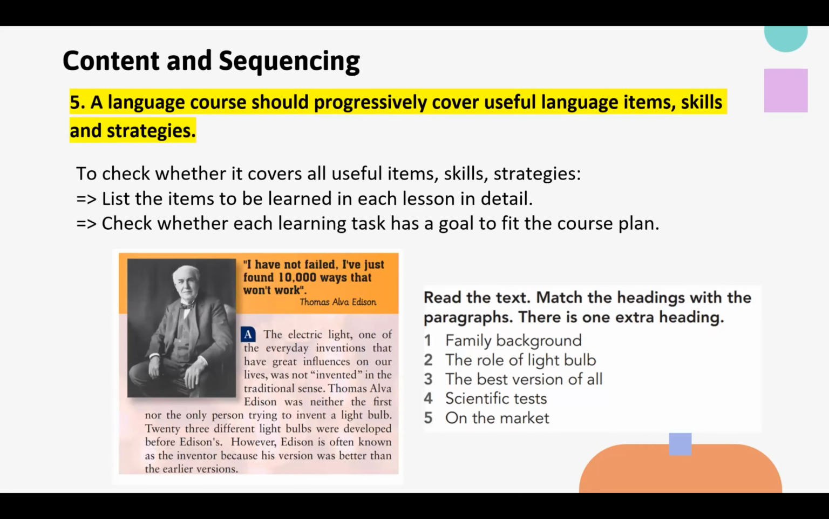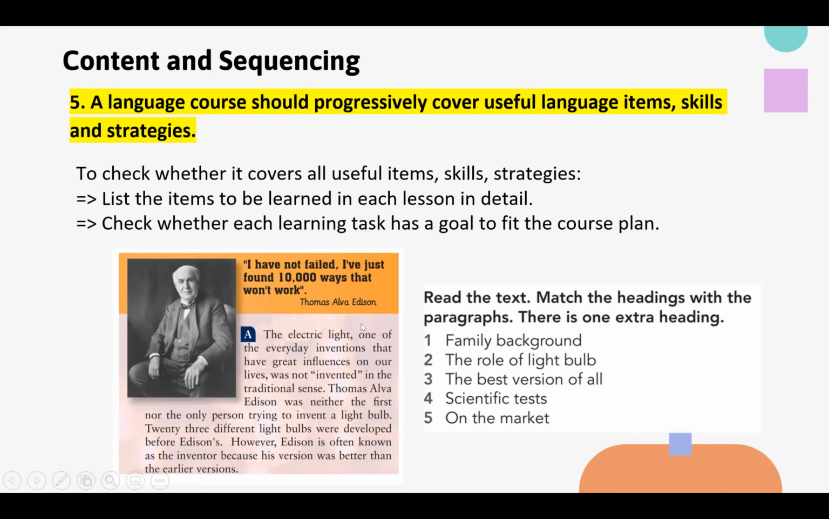And now let's move to principle number five. A language course should progressively cover useful language items, skills, and strategies. To check whether it covers all useful items, skills, or strategies, the teacher should list the items to be learned in each lesson in detail, and the course should check whether each learning task has a goal that fits the course plan.